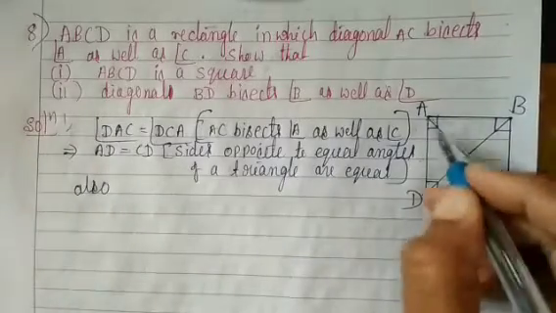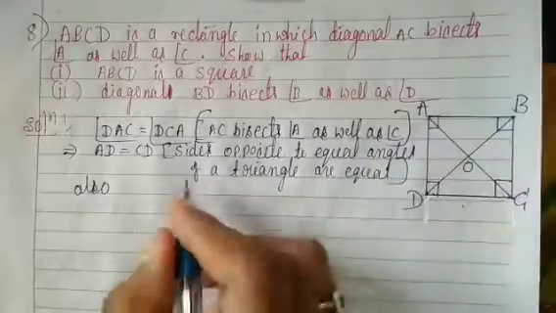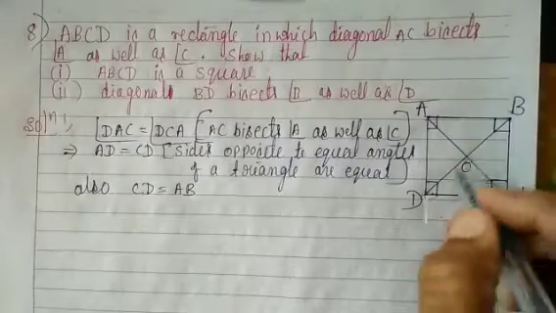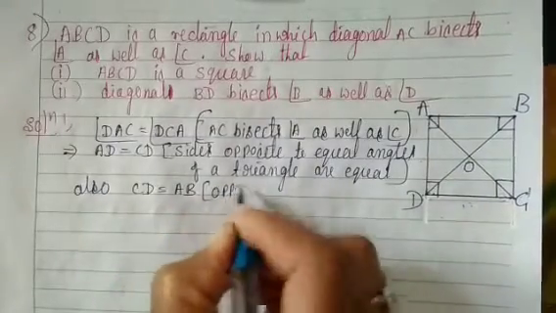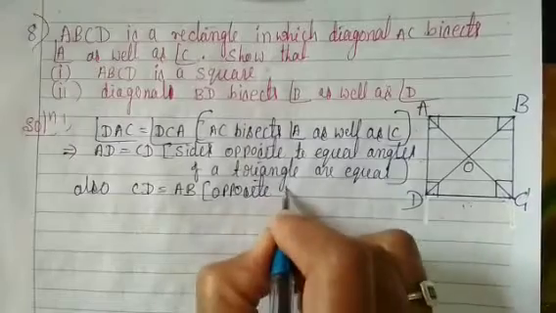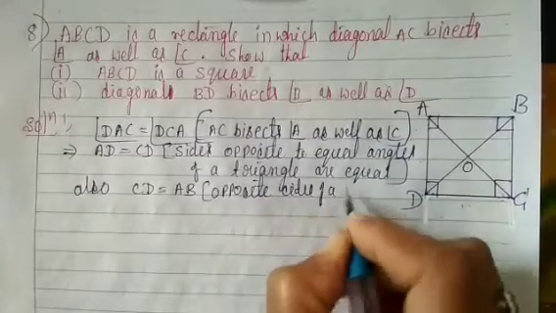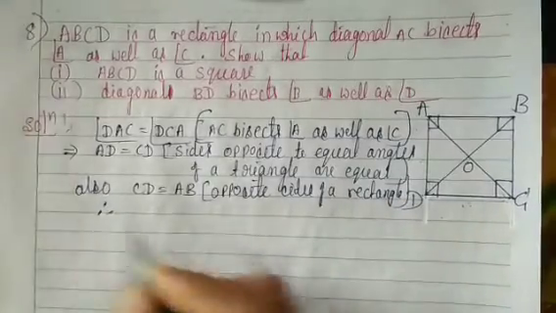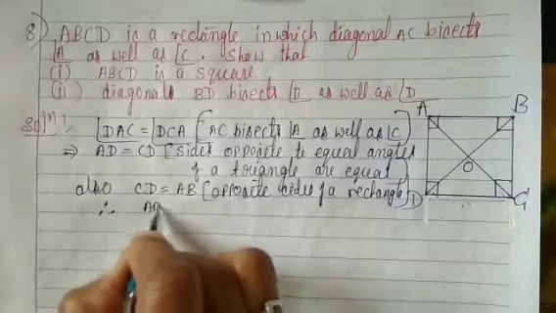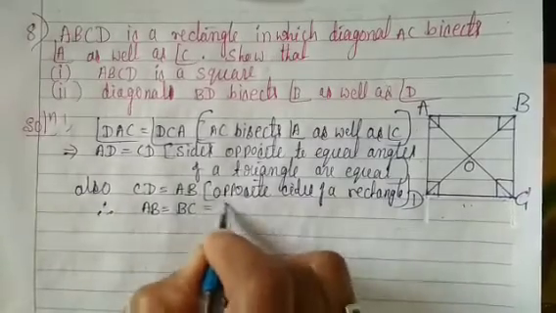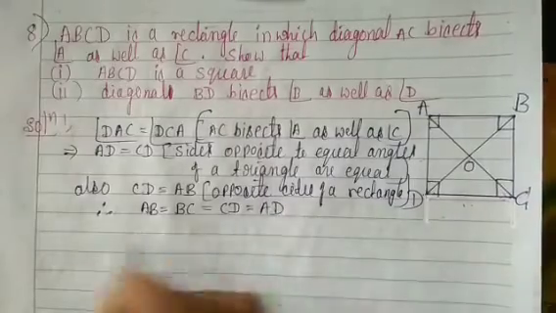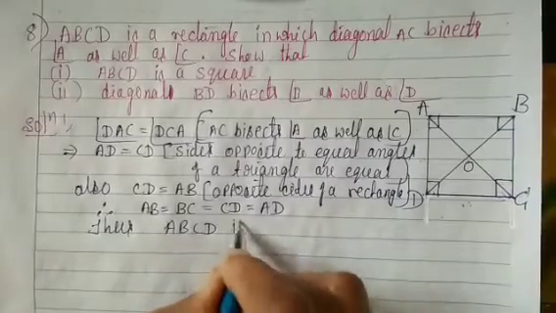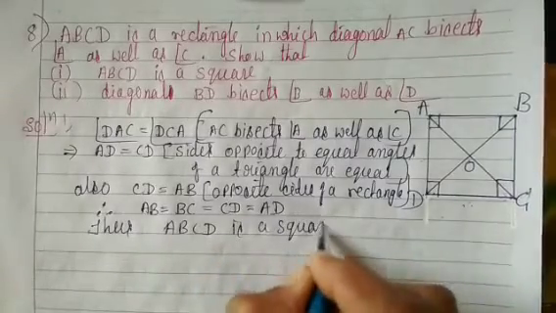CD is equal to AB. What is this? Yes, opposite sides of a rectangle. Next, therefore, AB is equal to BC is equal to CD is equal to AD. Thus, ABCD is a what? Yes, ABCD is a square.